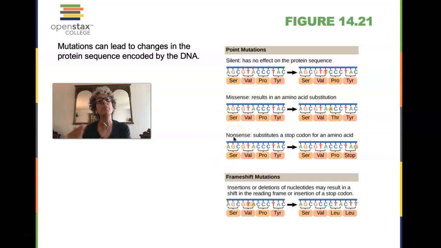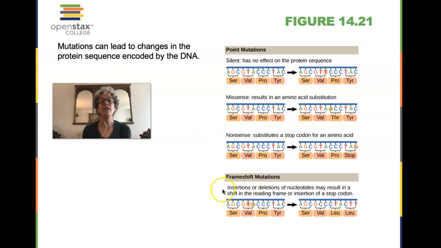So each of those, silent, missense, and nonsense, are a substitution. We have the same number of nucleotides, but one nucleotide gets changed. And if it doesn't affect the amino acid, it is silent. If you get an amino acid, but it's the wrong one, that is missense. And if you don't get an amino acid at all, that is nonsense. It just doesn't make sense to the cell.